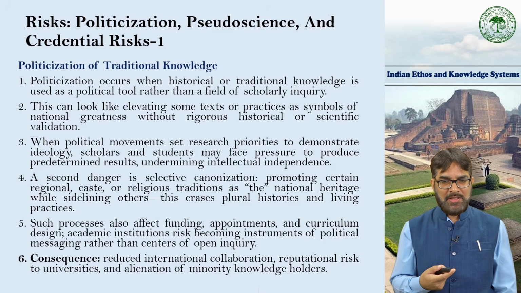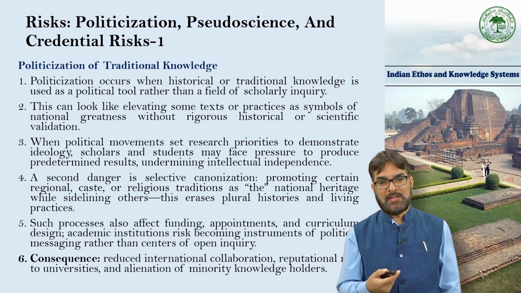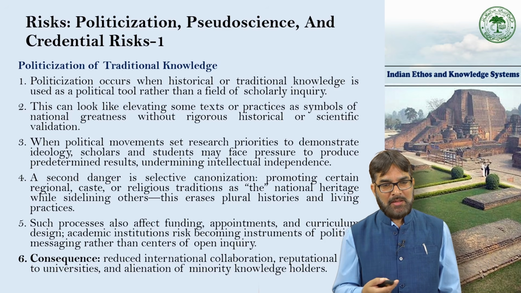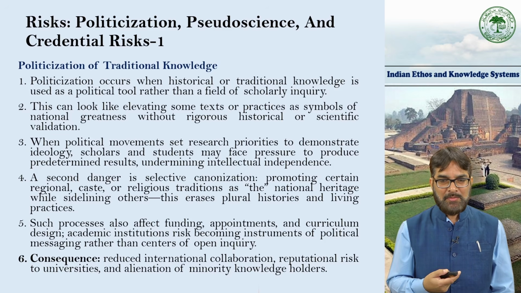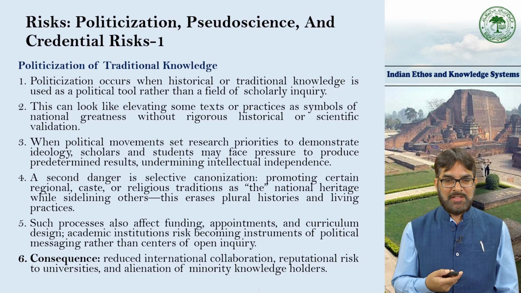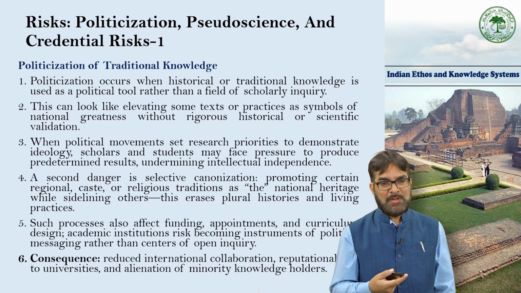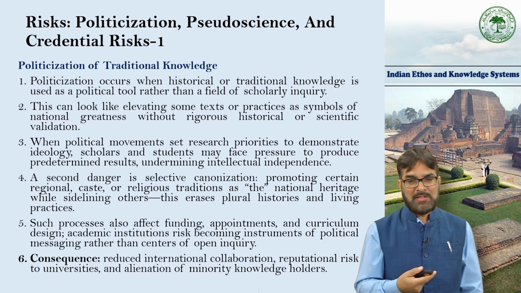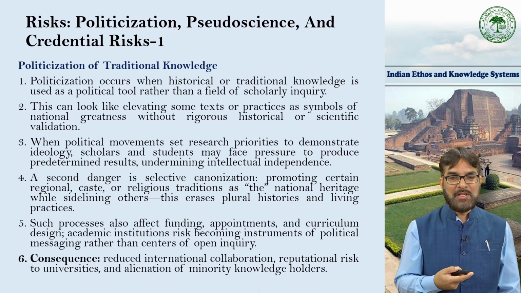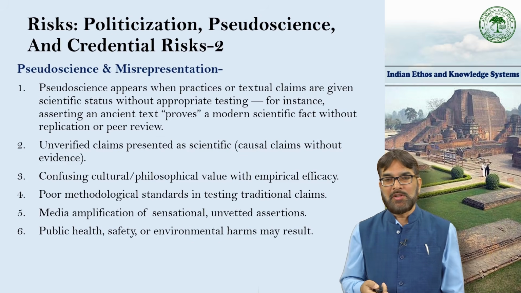A second danger is selective canonization, promoting a certain regional, caste or religious tradition as the national heritage while sidelining others. This erases the pluralistic aspects of histories and living practices. Such processes also affect funding, appointments and curriculum design. Academic institutions risk becoming instruments of political messaging rather than centers of open inquiry. So, consequences may be reduced international collaborations, reputational risk to universities and alienation of minority knowledge holders.